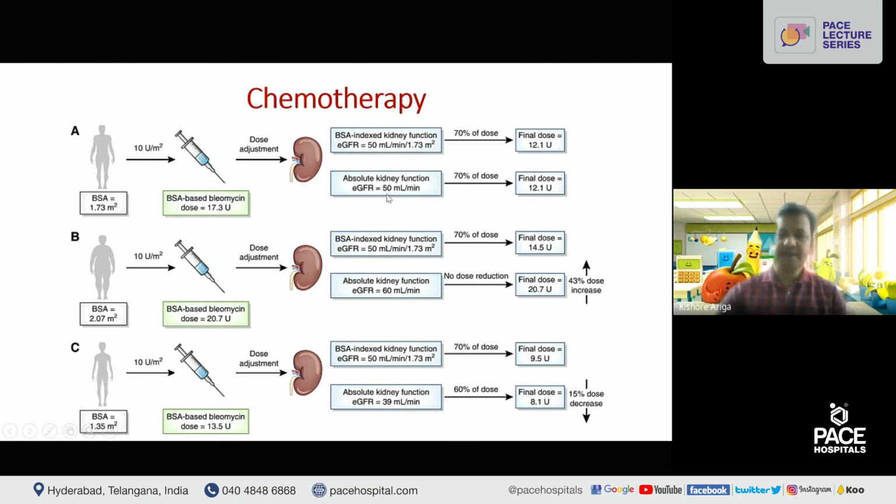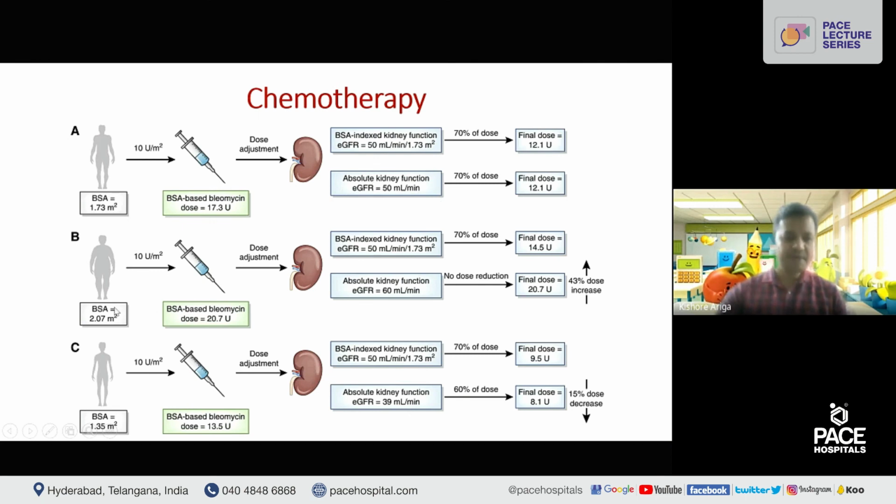Now we look at the creatinine clearance of this patient. This patient's absolute kidney function, the creatinine clearance, is 50 ml. If we adjust this creatinine clearance to a body surface area of 1.73 meters square, it will be the same. So the modification in these two conditions is 70%, and the same drug, same dose is given in two situations where the GFR is adjusted for body surface area and where there is no adjustment for body surface area.